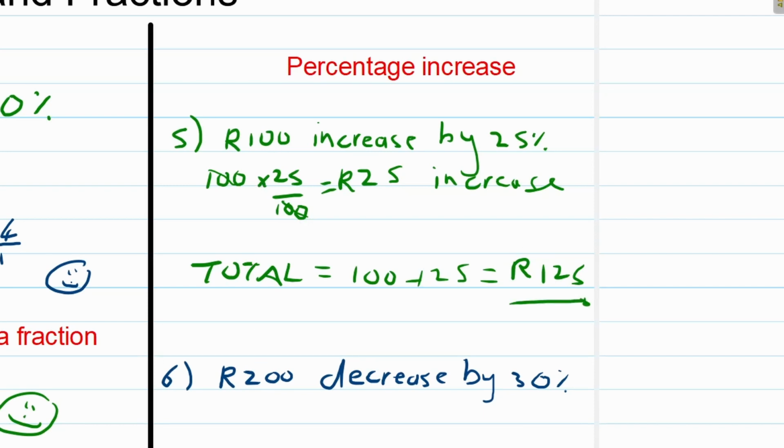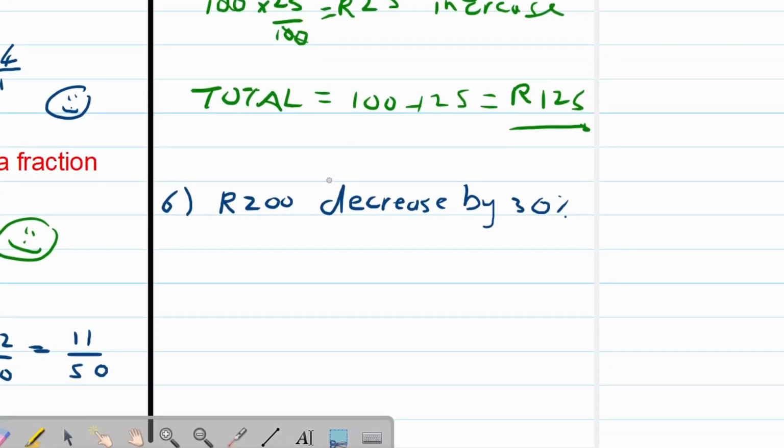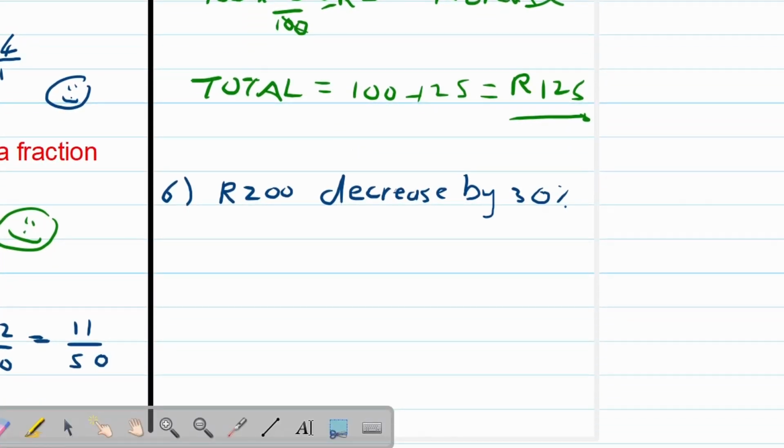Now let's look at the last example. Just as we do increase, we can do decrease. So 200 Rand decreased by 30%. So if we want to calculate the decrease, we'll take 200 times 30 over 100. Let's first of all look for common factors. 100 goes into itself once and into 200 twice. So 2 times 30 is equal to 60. So we've got 60 Rand decrease.